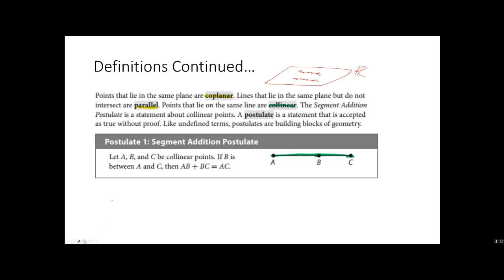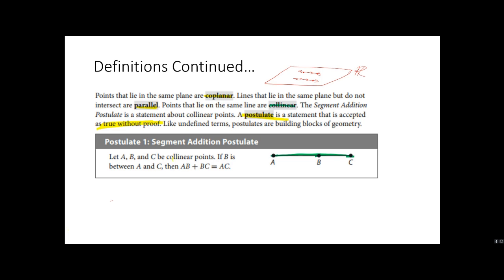Now, the segment addition postulate is the first postulate that we actually teach you this year. So, a postulate, what is that? If you look at the definition, a postulate is a statement that is accepted true without proof. That means you don't really have to prove it. Everybody just accepts it as the truth because, well, it's obvious.